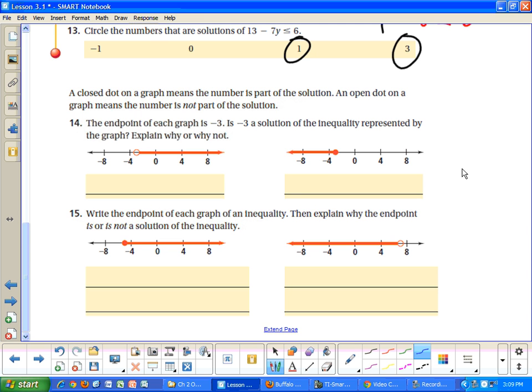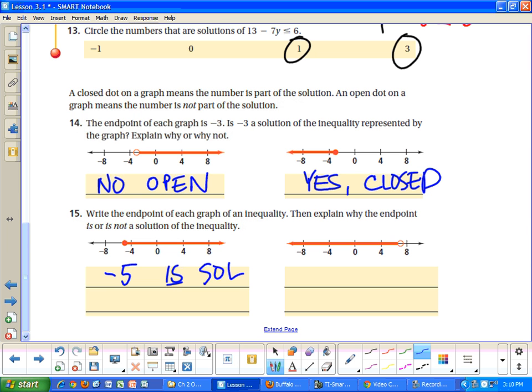In this first one, negative 3 is not a solution because of the open dot. In the second one, negative 3 is a solution because the dot is closed. And number 15, so the endpoint of this graph is negative 5, and negative 5 is a solution because the dot is closed.